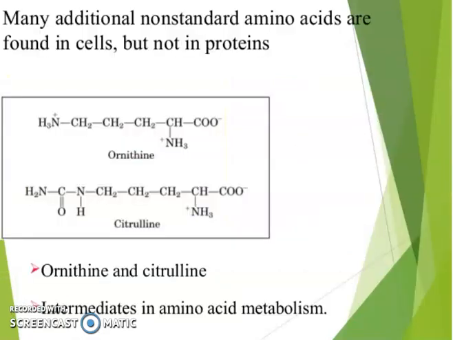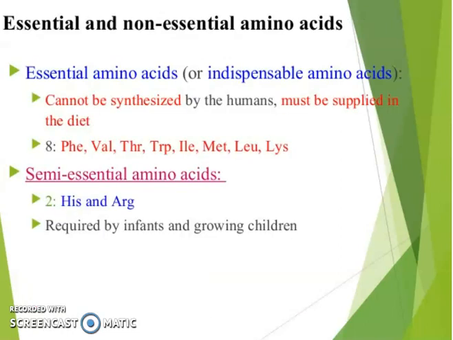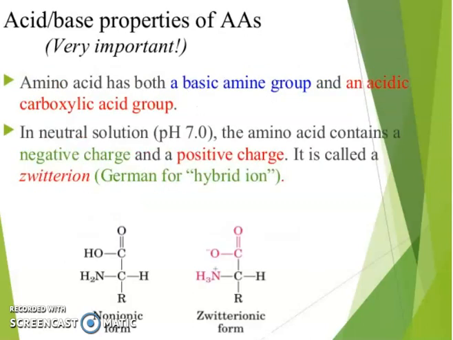Many additional non-standard amino acids are found in cells but not in protein, such as ornithine and citrulline, intermediates in amino acid metabolism. Essential and non-essential amino acids: essential amino acids, or indispensable amino acids, cannot be synthesized by humans and must be supplied in the diet. Semi-essential amino acids are required by infants and growing children.